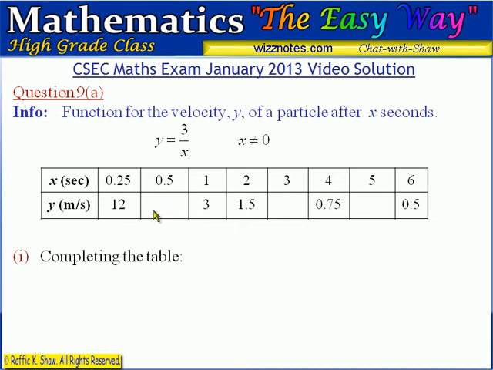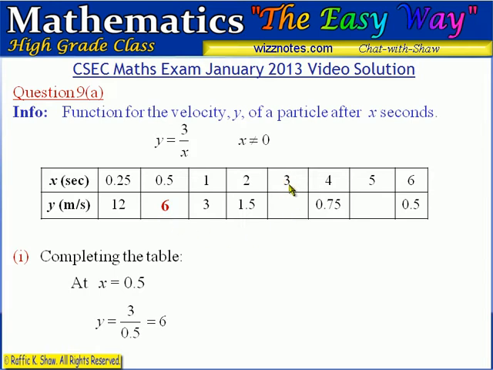So the y value for here is obtained when the x value is 0.5. And so at x equals 0.5, y would be equal to 3 divided by 0.5. Remember now, y is equal to 3 divided by x. And so when the x value is 0.5, the y value is 3 divided by 0.5. And the result for that calculation is 6. And so we can place the 6 inside this cell.